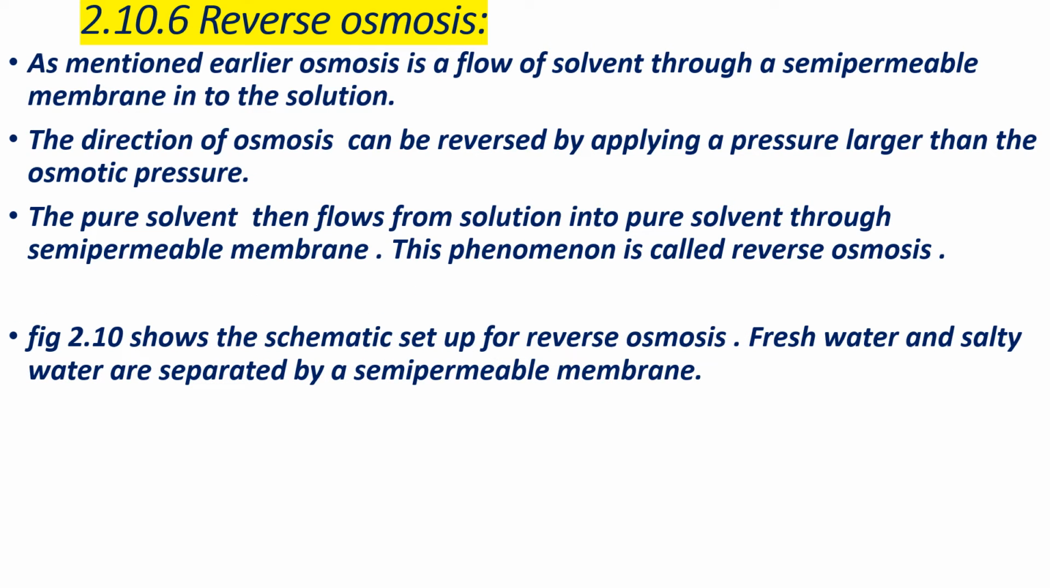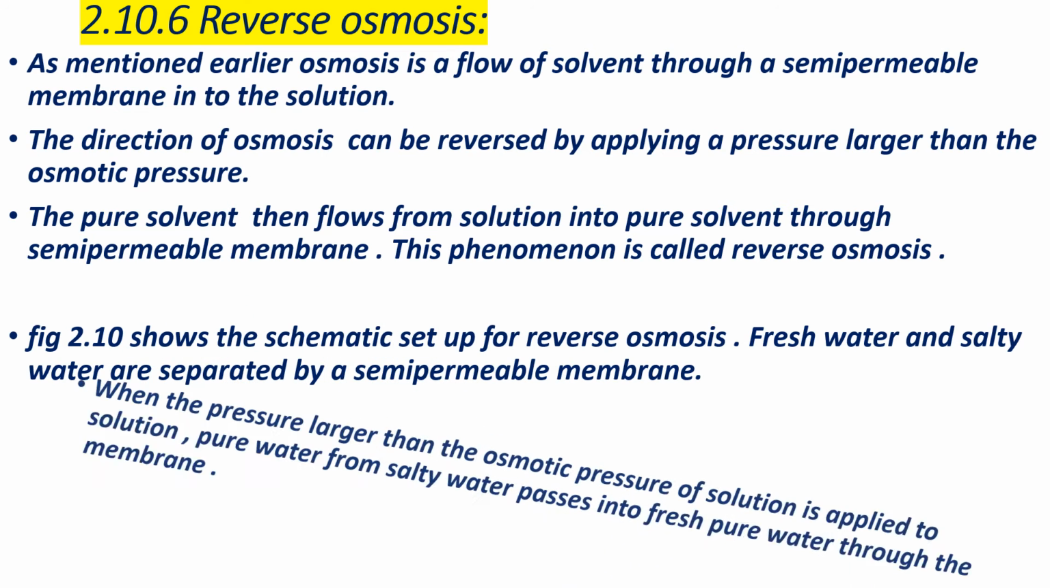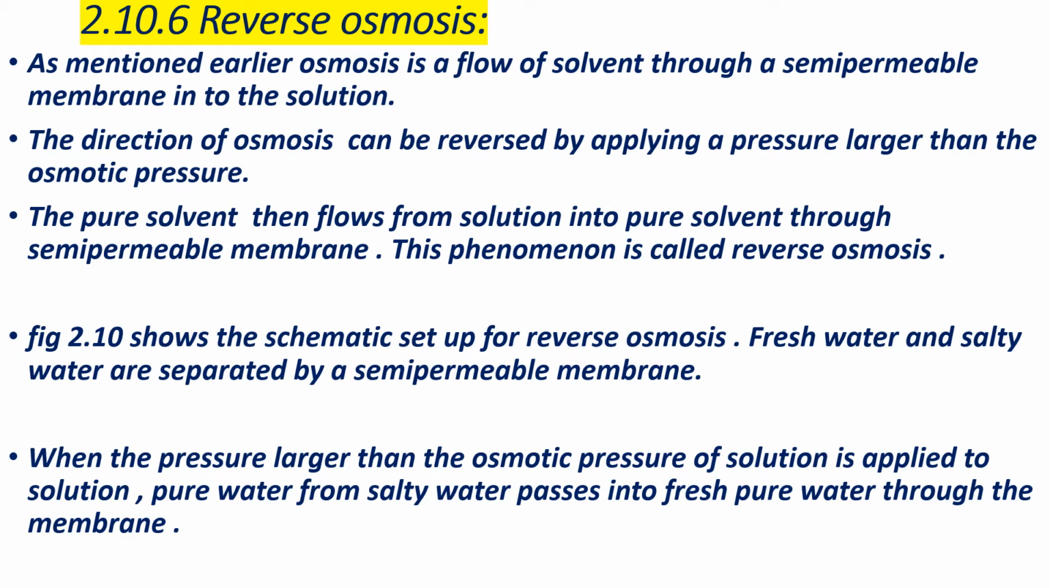Figure number 2.10 shows the schematic setup for reverse osmosis. Fresh water and salty water are separated by a semi-permeable membrane. When a pressure larger than the osmotic pressure of the solution is applied to the solution, then the pure water from salty water passes into fresh pure water through the semi-permeable membrane. Okay, next point.